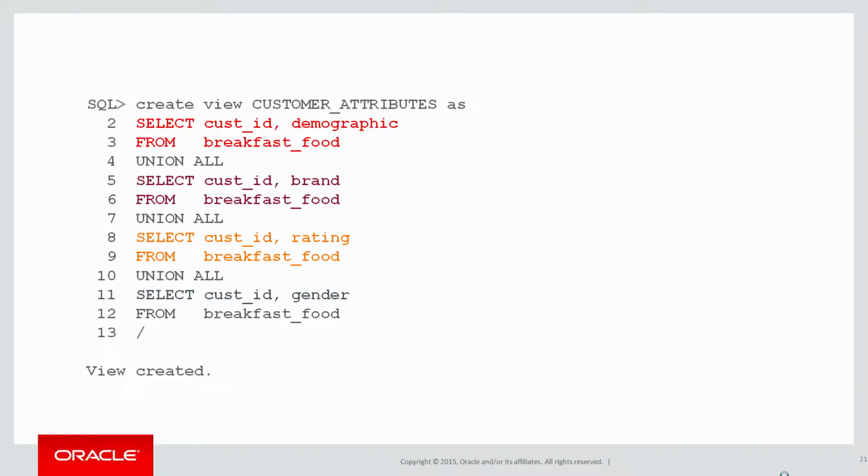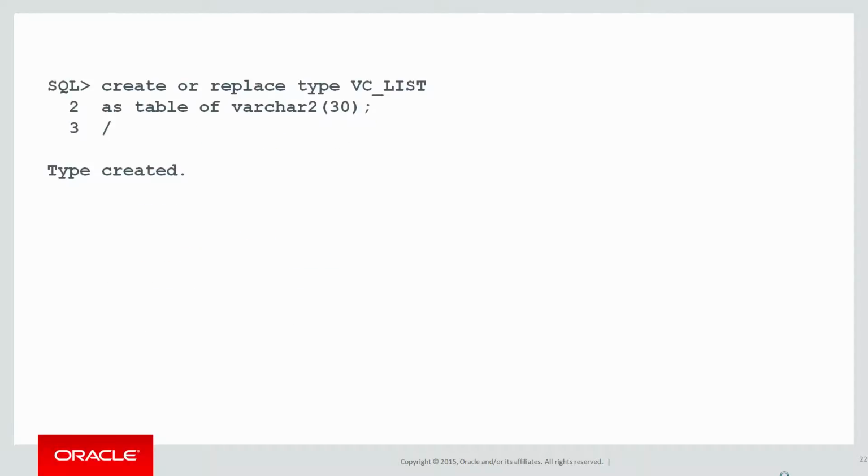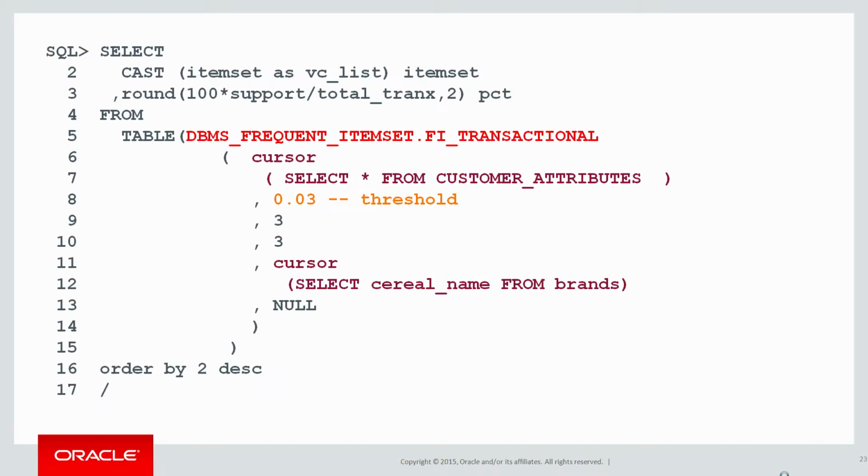The first thing I'm doing is transposing the columns into rows, so you can see my customer attributes view is breaking down the breakfast food survey table into demographic, brand, rating, and gender as rows as opposed to columns. Then I'm creating a simple nested table type because that's a prerequisite for frequent item sets.